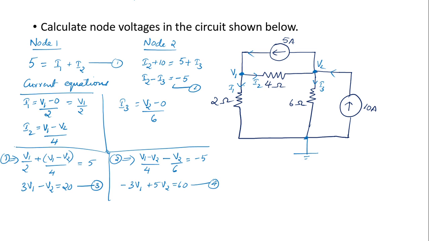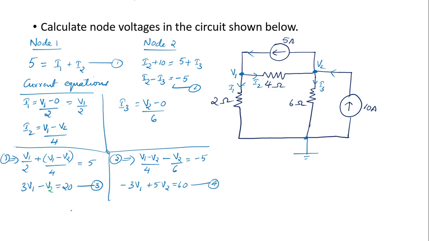So you can see over here, this is the equation. You are having V1, V2 is equal to a constant. So equation 3 and equation 4 have a similar pattern: V1, V2 is equal to a constant. So these equations I can write in the matrix form.